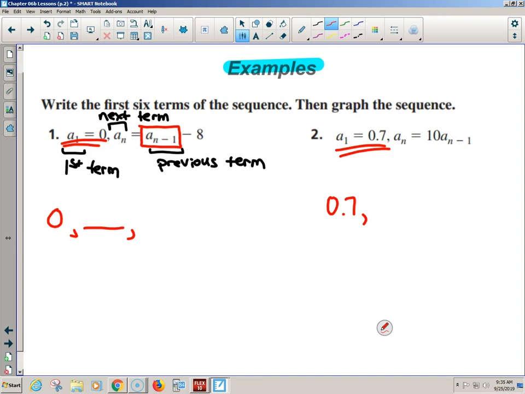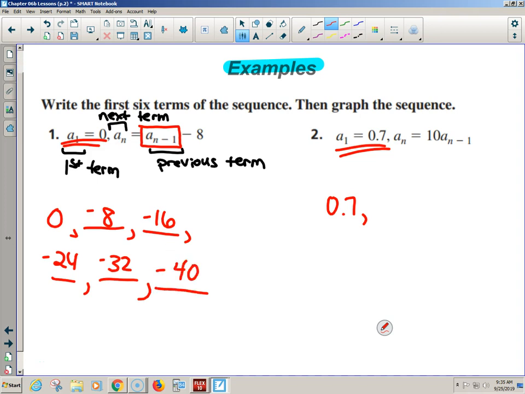Well, what's 0 minus 8, guys? Negative 8. Well, how do I get to the next term? Well, to get to the next term, I take the previous term and I do what again? Minus 8. What's negative 8 minus 8? How do I get to the next term? Take the previous one and subtract 8. Oh, okay, so then negative 24. Oh, I'm just subtracting 8. Negative 32. How many do I need? 1, 2, 3, 4, 5, 6. A negative 40. Good. Now it says to graph.